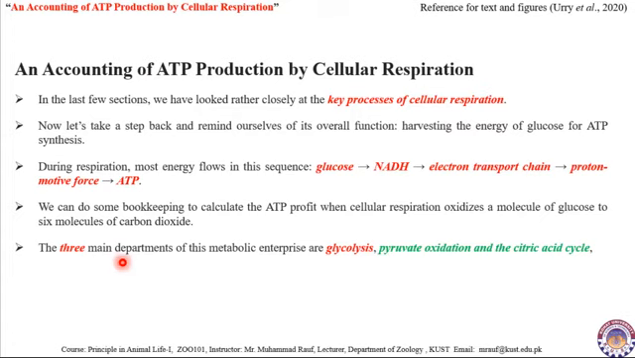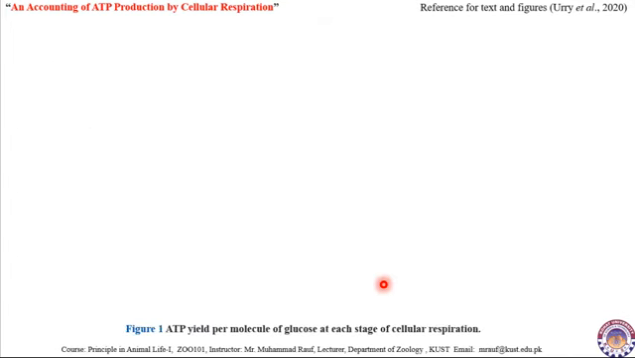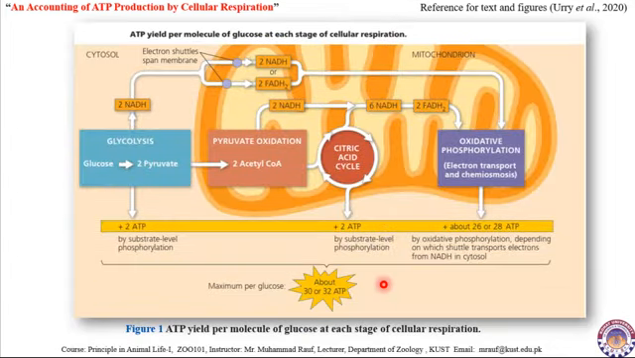The 3 main departments of the metabolic enterprise are glycolysis, pyruvate oxidation, and the citric acid cycle. This is the second department. The third department is the electron transport chain, which drives oxidative phosphorylation. Now this is the ATP yield per molecule of glucose at each stage of cellular respiration.